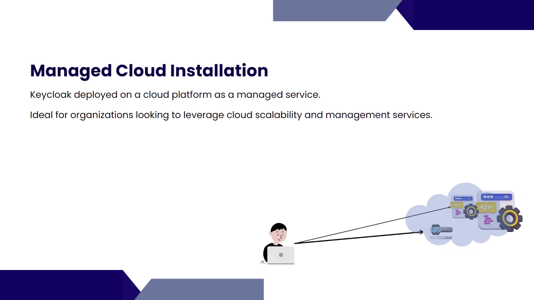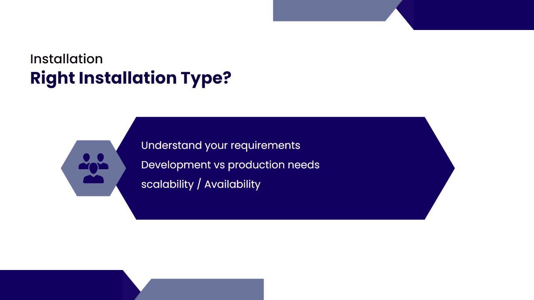Now, choosing the right installation type is very crucial. How do you choose? First you have to understand your requirements: whether it is a development or a production environment, its scalability needs, how many users are gonna use Keycloak for authentication, how many applications, and what service availability you agreed with the customer. All of these need to be considered before you choose the installation type. Each installation type serves different stages and scales of deployment, from simple setups for testing to complex high availability configurations for critical applications.